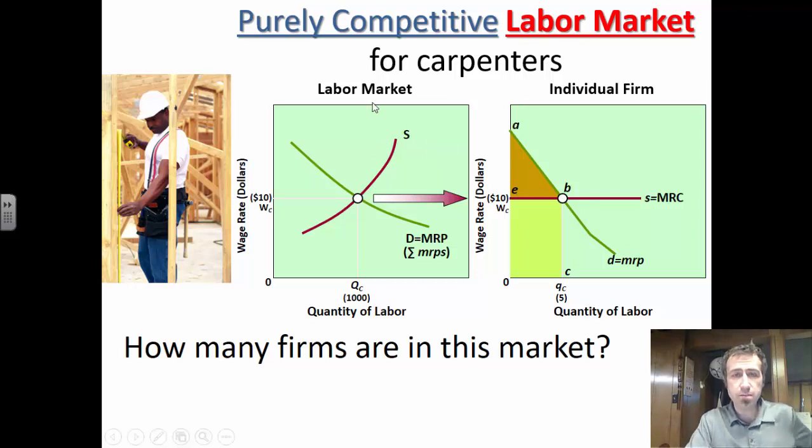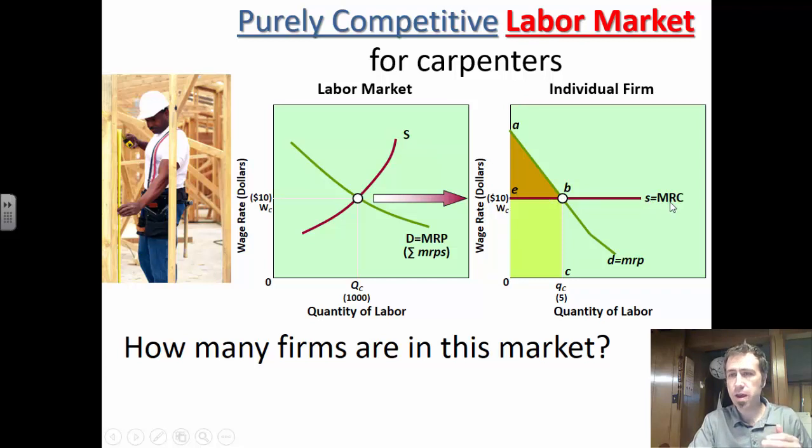If you notice here, we've got the market, standard supply, standard demand. It's the sum of all the marginal revenue products, and the supply would be the sum of your marginal resource costs. In this market we have 1,000 quantity of labor, in this case carpenters hired, and the wage is $10 an hour. Now, for the firm, they're hiring 5, because where the $10 is, that's their supply, and if you notice, their supply is completely horizontal.